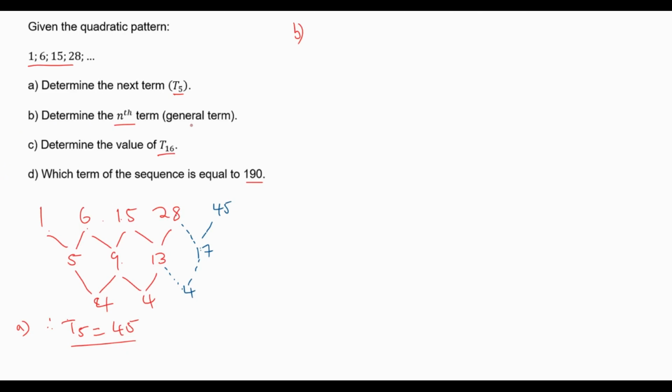Determine the nth term, the general term. Remember, for a quadratic pattern, Tn is equal to an squared plus bn plus c. Alright, so how do we find our a? How do we find our b? How do we find our c? There are different ways of doing this, but I prefer this method. It is easy, it is fast, and you're going to be accurate.